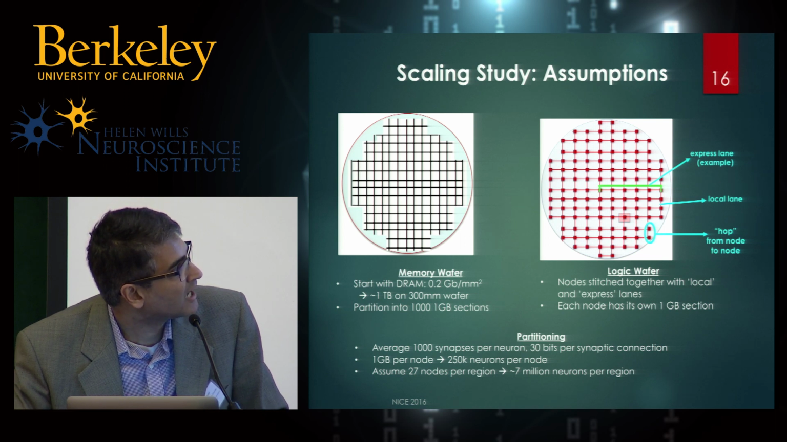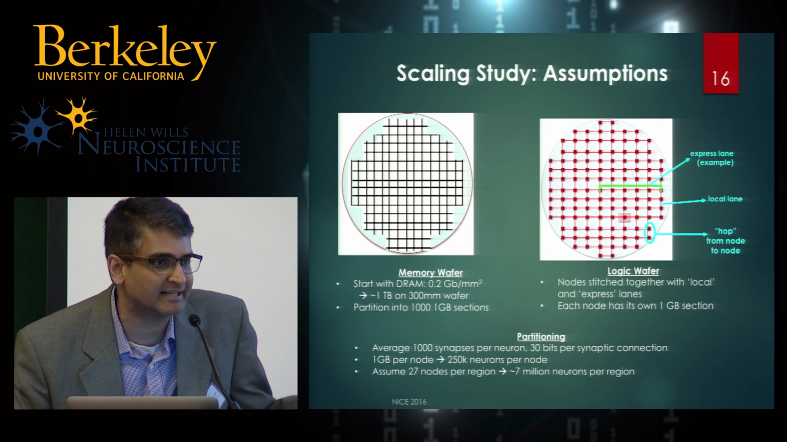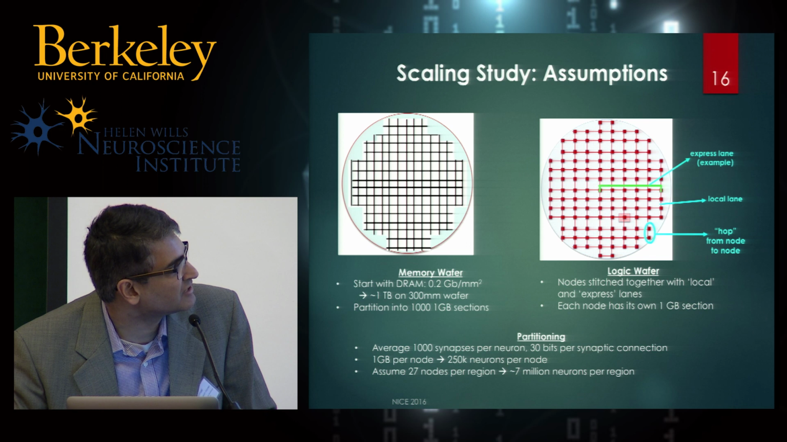A logic wafer, on the other hand, consists of thousands of these small processors. As I mentioned, they are stitched together. But we not only stitch together nearest neighbors, we also have these express lanes. I've only shown one here for clarity, but the idea is that they are hardwired. However, they allow these hops to proceed at a much faster rate, and if we can put a few of these in, that greatly reduces the potential latency by cutting the total number of hops needed for communicating, say, between this node and this node, or perhaps this node and another node that might be on another wafer somewhere. Finally, we need to partition this.